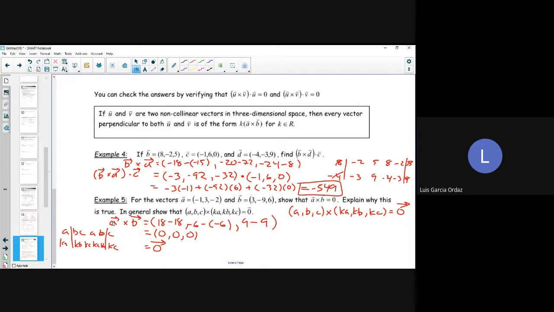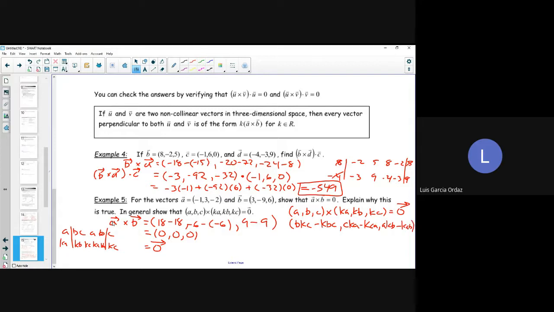So now let's take the cross product of these. So my first one is going to be b times kc minus kb times c, comma. My next one is going to be c ka minus kc a, comma, a kb minus ka b.